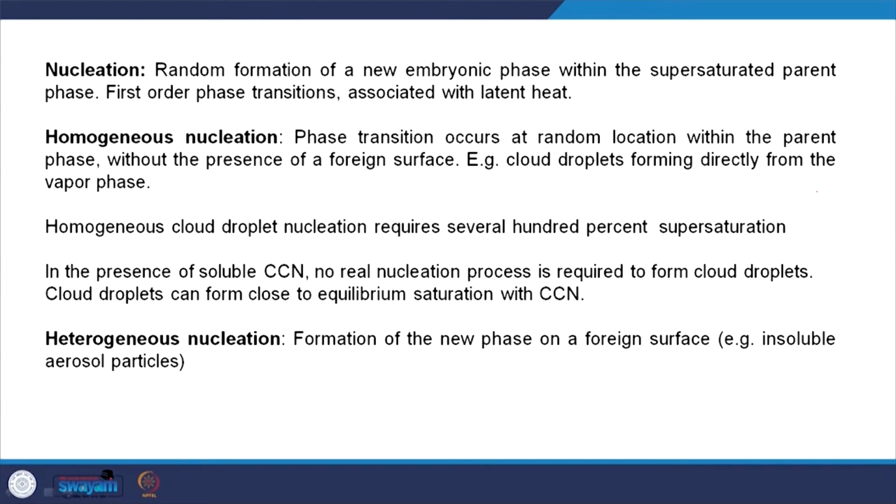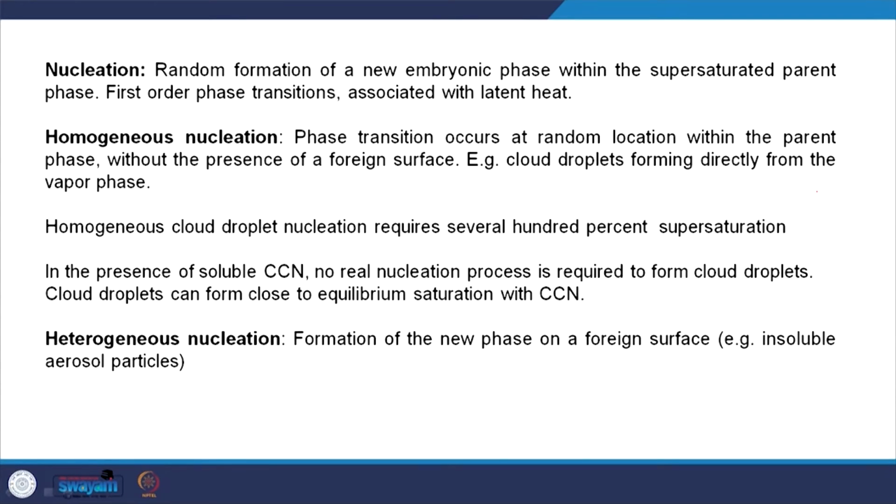Homogeneous nucleation is the one without the aid of foreign nuclei, a foreign phase. Phase transitions occur at random locations within the parent phase without the presence of a foreign surface. For example, cloud droplets forming directly from the vapor phase, without the aid of any other foreign substance.